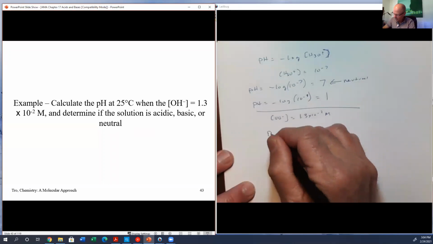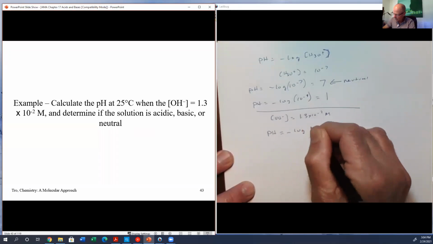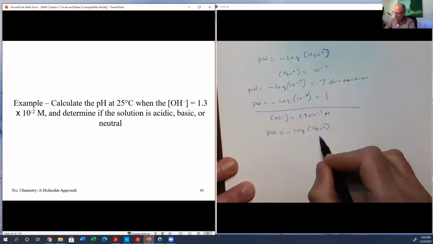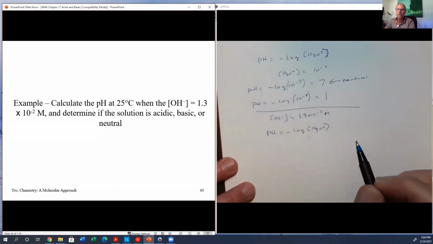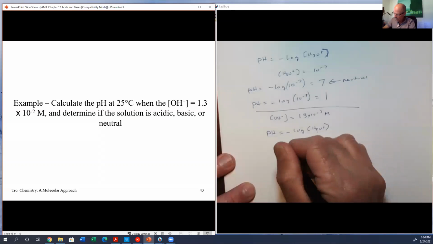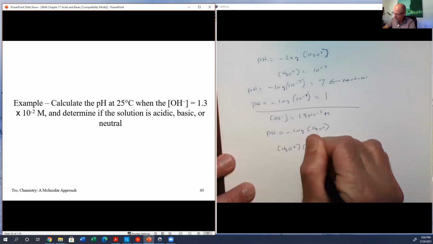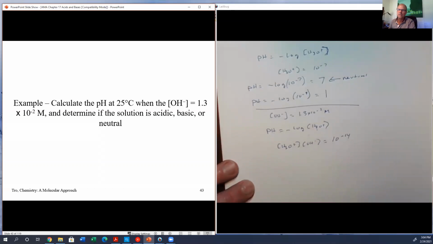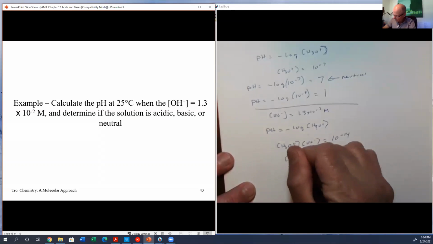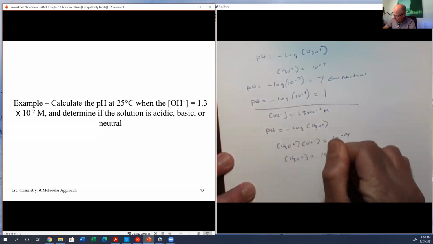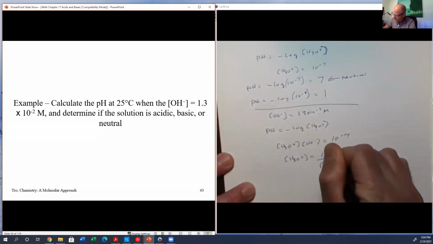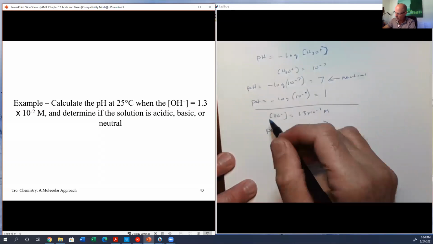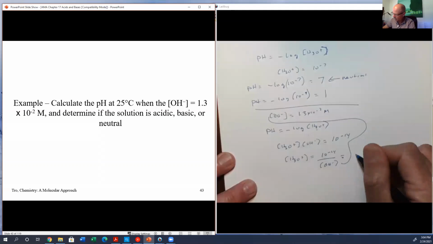Well, we know the definition of pH is equal to minus the log of H3O plus. So in order to get pH, we need to get the H3O plus concentration, but we know that H3O plus concentration times OH minus concentration is always equal to 10 to the minus 14, right? So H3O plus is equal to 10 to the minus 14 over the OH minus concentration. The OH minus concentration of this solution that we're trying to find the pH for, just plug that into there.